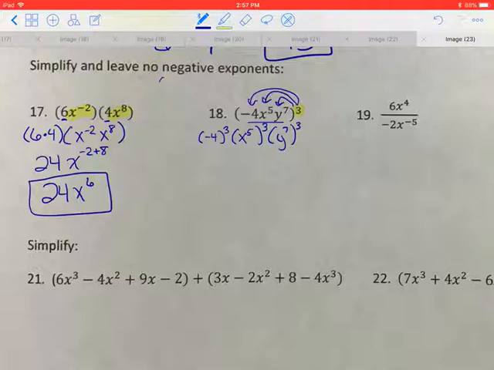Now negative 4 to the 3rd, remember that means negative 4 multiplied by itself 3 times. That will be negative 64. And then remember here, for our exponents, we are going to multiply. So here we multiply exponents, because it's a power to a power. And over here, when you see the base twice, that's when you add the exponents.